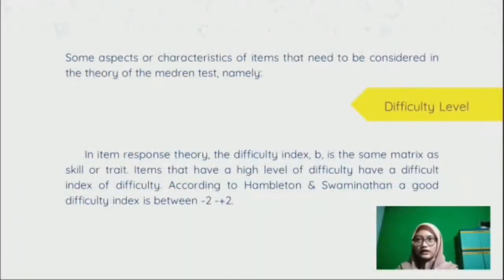Some aspects are characteristic of items that need to be considered in the theory of the model and test. First is difficulty level. In item response theory, the difficulty index B is the same metric as skill or trait. Items that have a high level of difficulty have a high index of difficulty. According to Hambleton and Swaminathan, a good difficulty index is between -2 and +2.